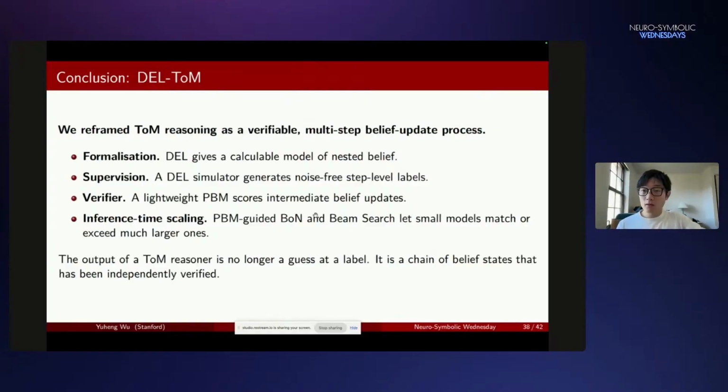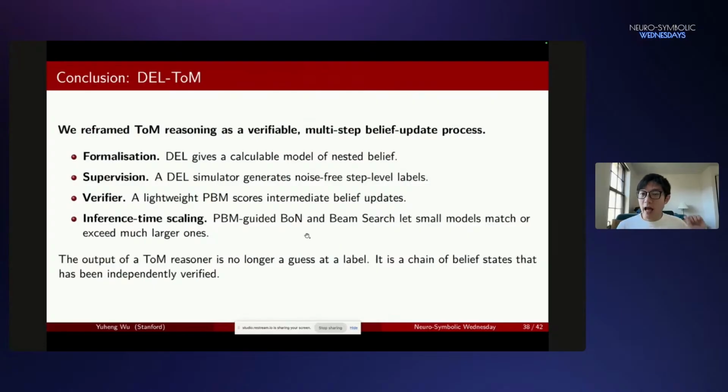Okay, so now the conclusion. We reframe theory-of-mind reasoning as a verifiable multi-step belief update process, right? First of all, we formalize this by using dynamic epistemic logic. This gives us a calculable model of nested belief, and we train a lightweight PBM by using a DEL simulator to generate lots of data, right? So now we train the PBM to score these intermediate belief updates, and then we do inference-time scaling, and we show it's really powerful.